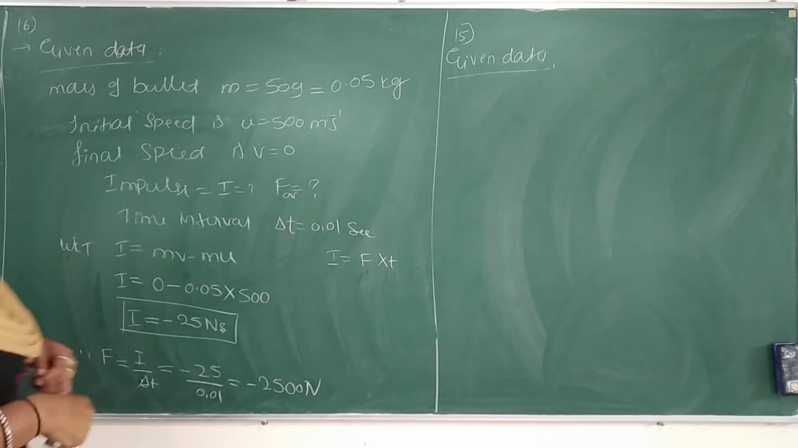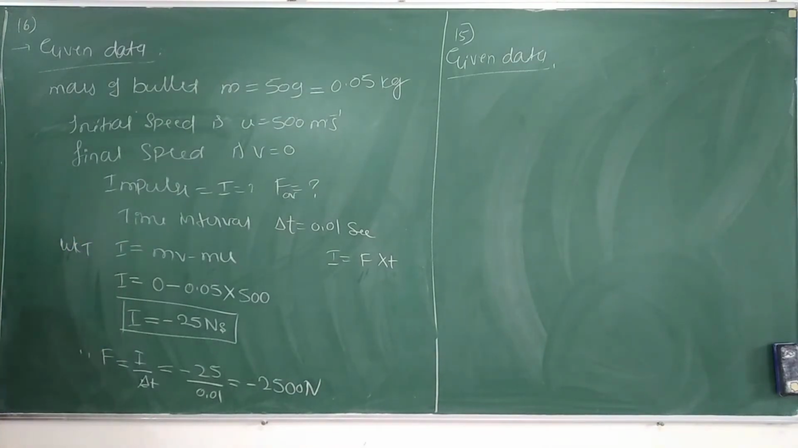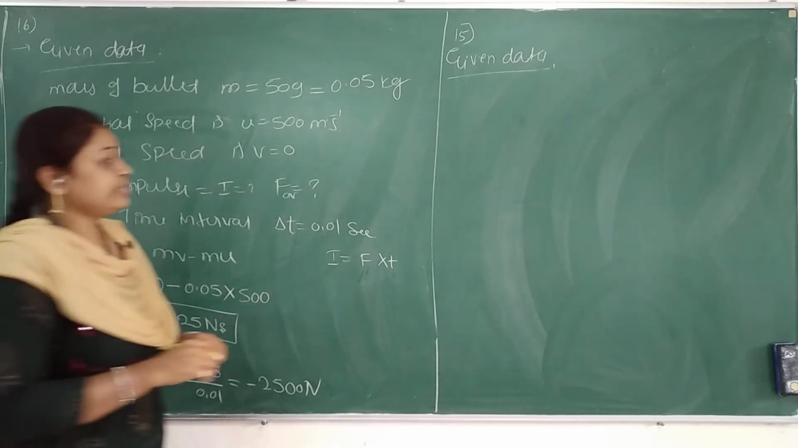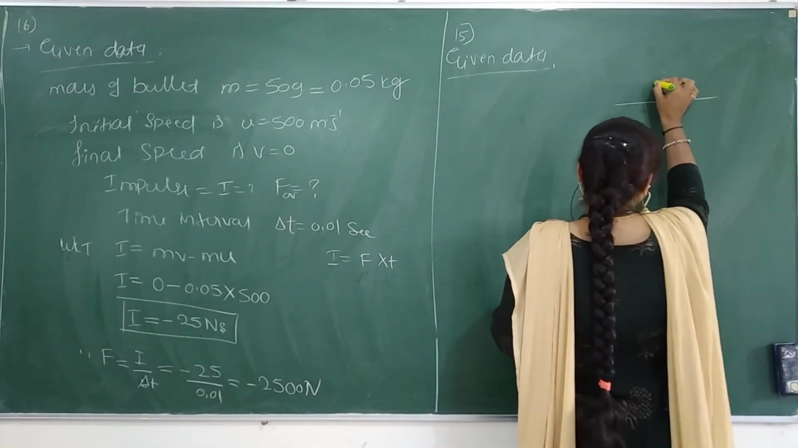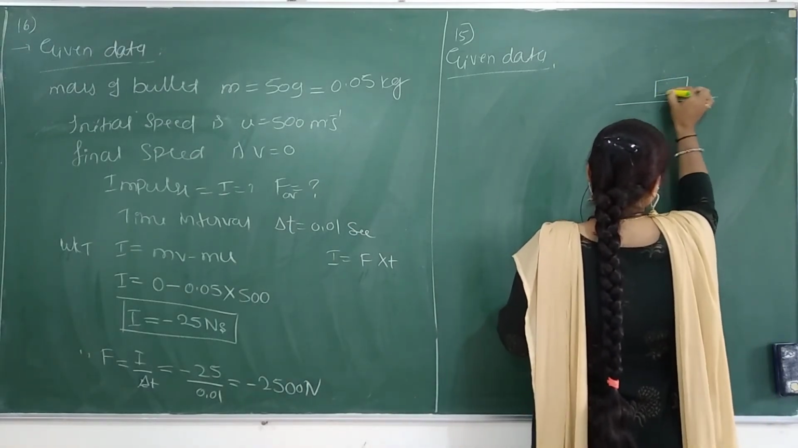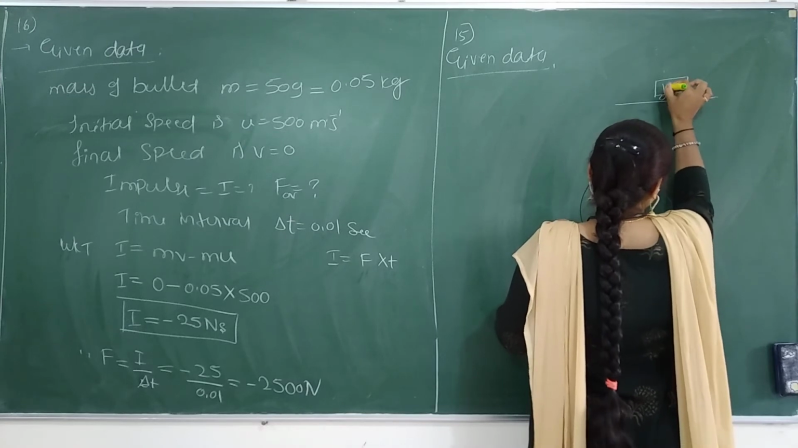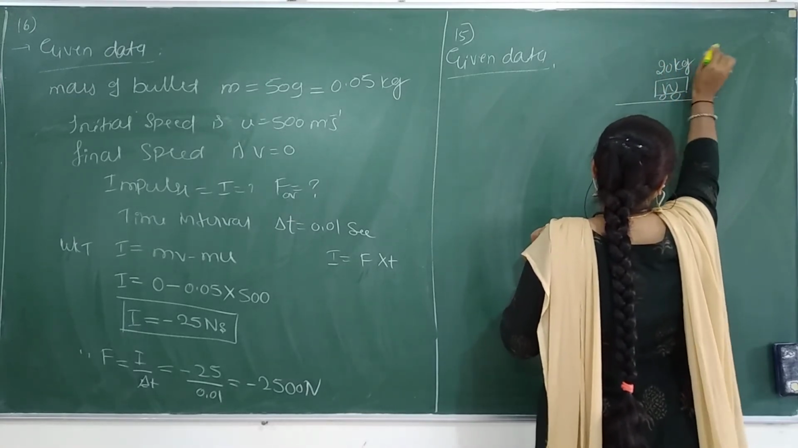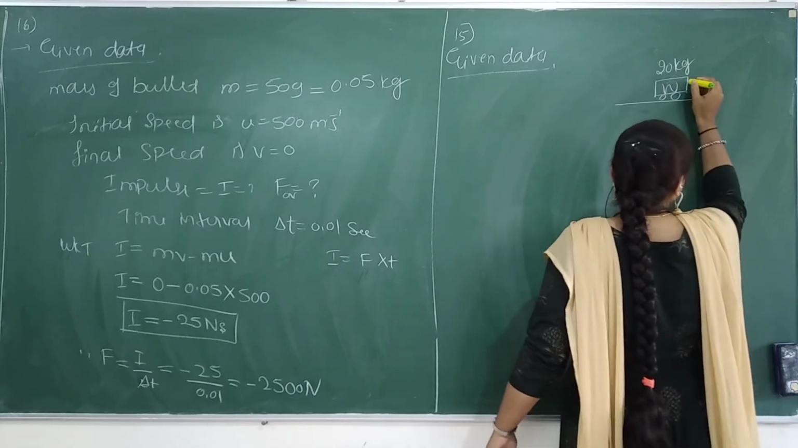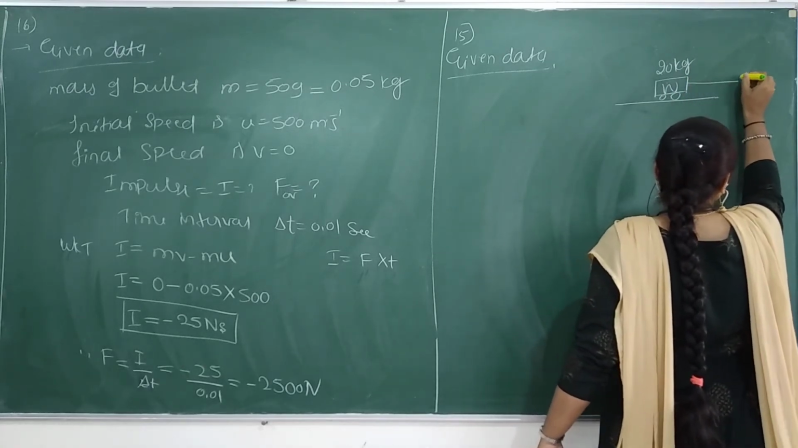15th question. What is the acceleration of the block and the trolley system shown in figure? So they are given a figure here. Let's draw the figure. In horizontal surface there is a trolley. It is having a weight that is 20 kg and there is a block.